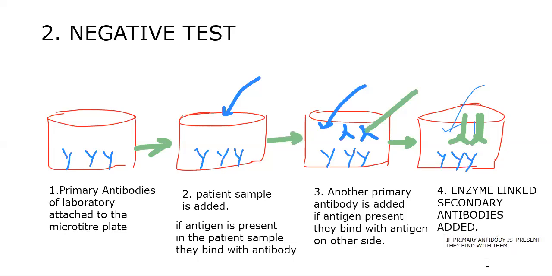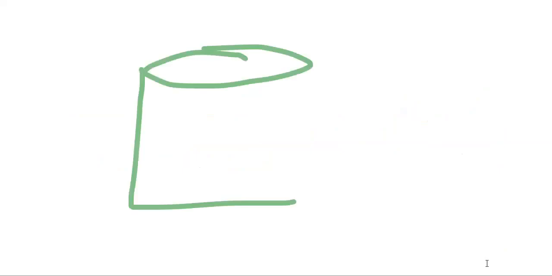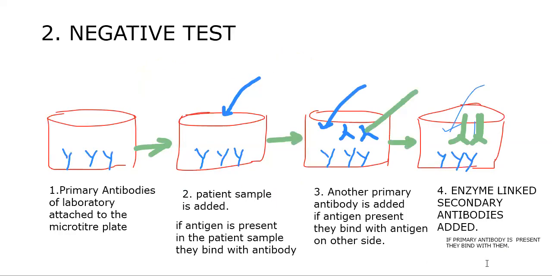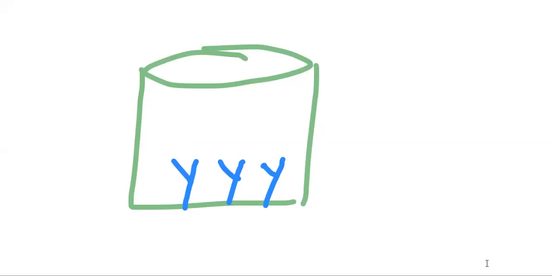So this is the story. The final negative story with the bigger diagram. So in a negative test, what will you find? You will find only what we added in the beginning. If there is no antigen in the patient sample, no primary antibody attaches to that antigen, and no primary antibody present means no enzyme linked antibody attached. So finally, after washing away the free fluid, you will find it like this.